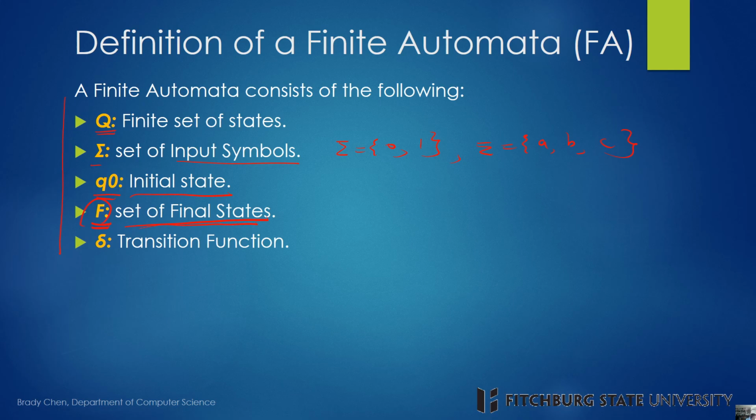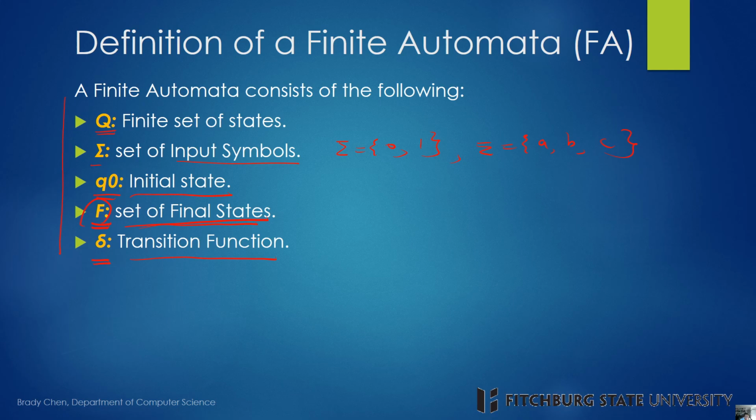Now delta is called a transition function. It basically defines, based on the input at each state, what the criteria is. We define the criteria, so that means based on the input, which next state we're going to move to. That's called the transition function. Now, let's move to the next slide.